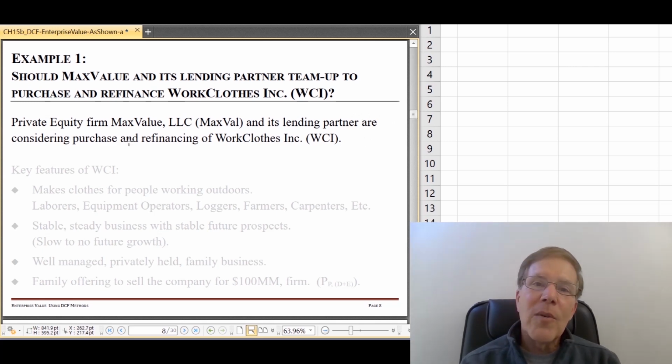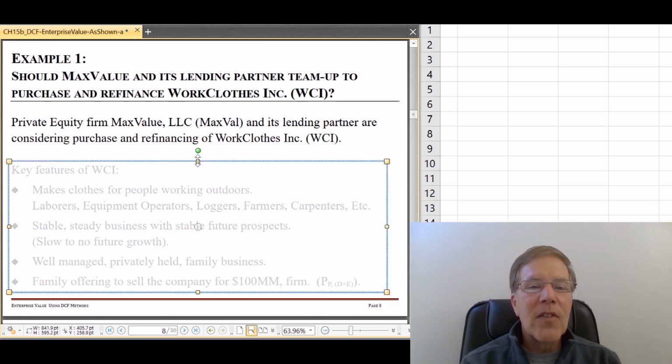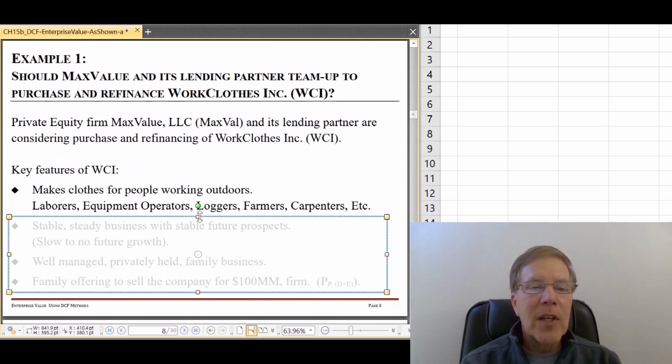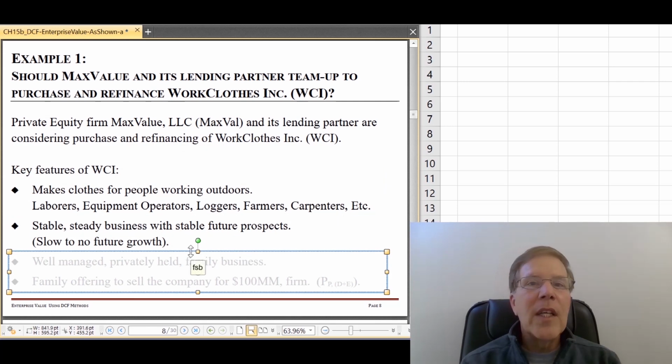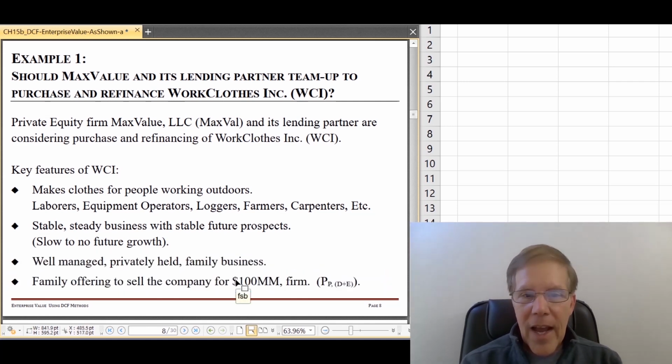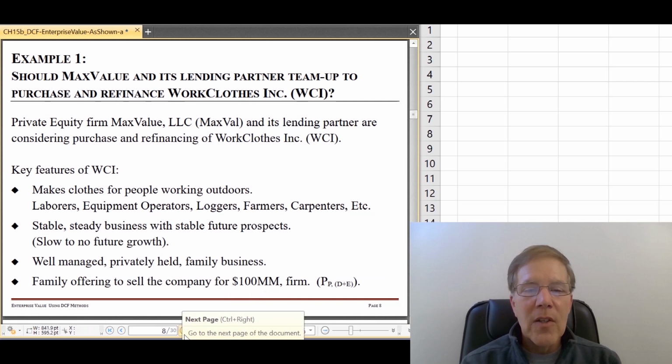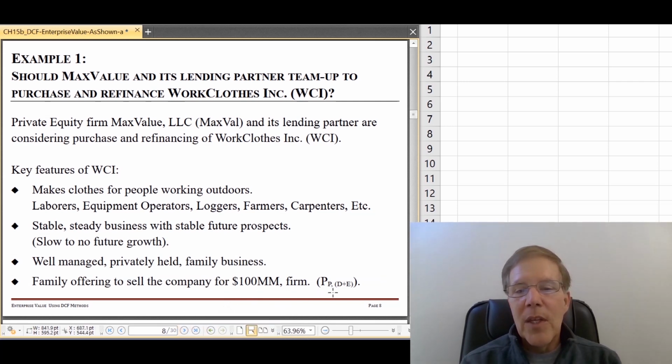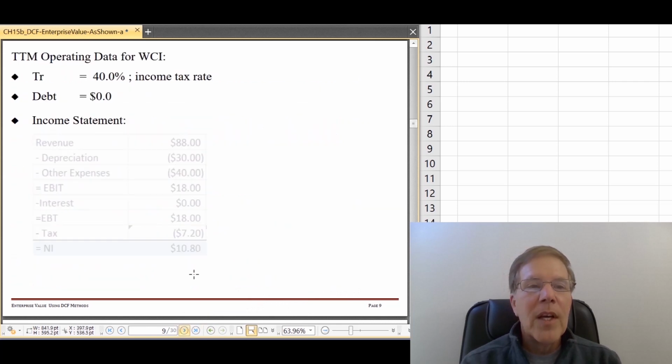Okay, so the situation with Max Value is exactly as it was in the previous chapter. It makes the close, it's stable, steady, slow, no future growth. That's going to be great because that'll allow us to model it as a perpetuity. It's a well-managed business, and all the shares of equity of the firm are available for sale for $100 million. That's going to be P = D + E because there is no debt in the firm. So that's going to be the total.